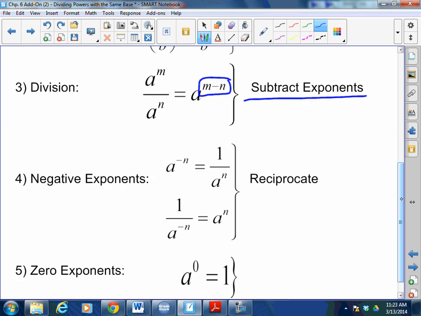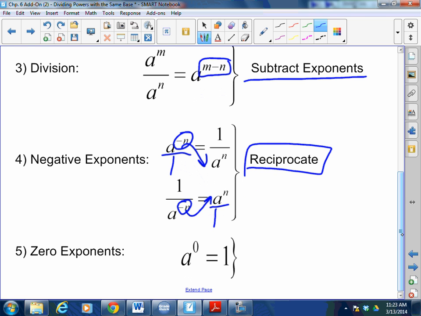When I have a negative exponent in the numerator, I bring it down to the denominator to make it positive. When I have a negative exponent in the denominator, I bring it up to the numerator to make it positive. So basically, I reciprocate. I find the reciprocal when I go from numerator to denominator or denominator to numerator. I change the sign of the exponent. And last but not least, but very important, a to the 0 is 1. Anything to the 0 power is 1. Okay? Does that make sense, boys?